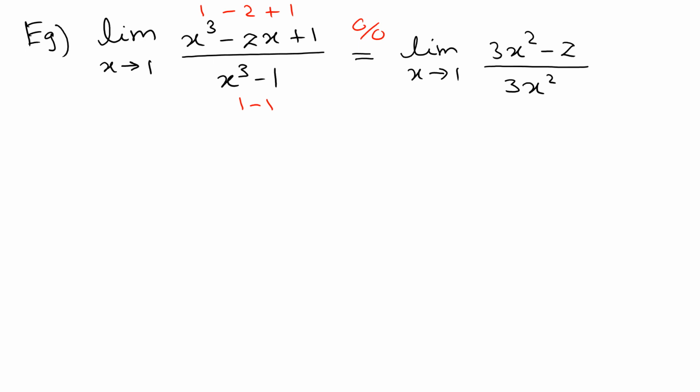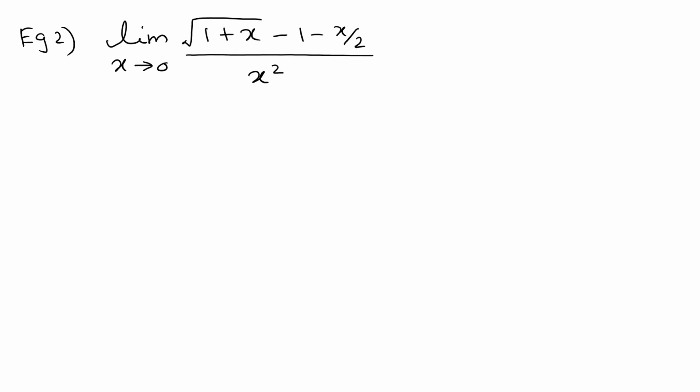So we can simply plug in the value using the direct substitution property. When you plug in the value, you get 3 minus 2 divided by 3, which simplifies to 1/3. That is the limit of this one. You can also try the other method using factors and see whether you get the same answer. You should. So let's look at the next one.